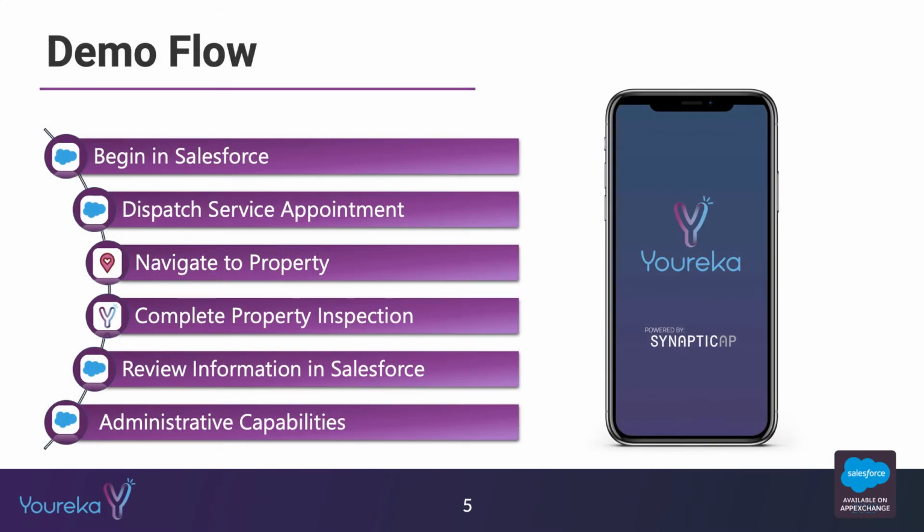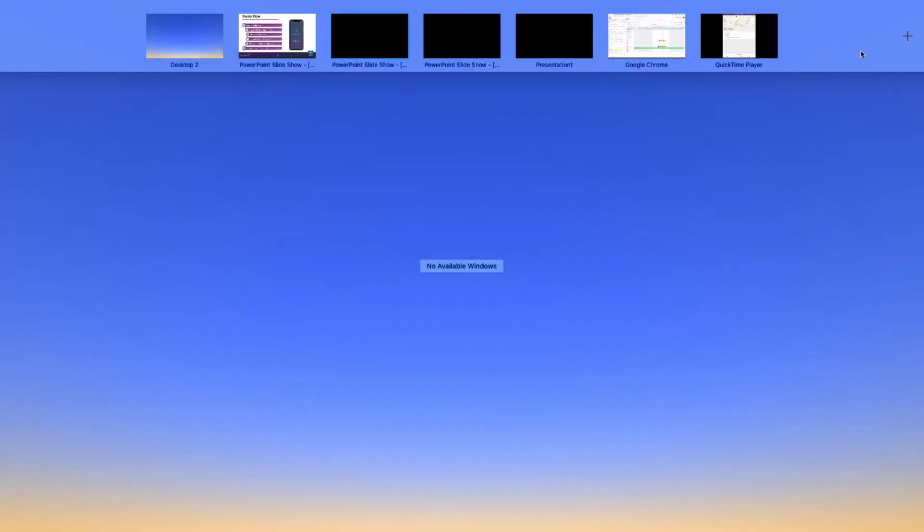So here's what we can expect. We're going to start in Salesforce and dispatch a service appointment out to one of our end users. They're going to navigate to the property using the Salesforce Field Service mobile application. When they get there, they're going to complete a series of forms for their property inspection, and then submit all that information. It's going to come back into Salesforce, and we'll show you what it looks like after that's all said and done. So with that said, let's move over to my Salesforce environment.